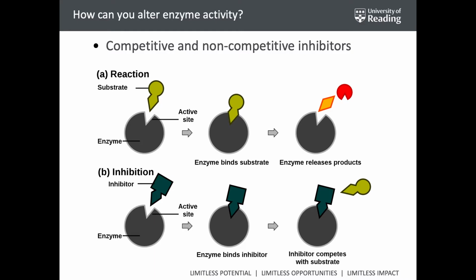I'll talk a little bit at the end about other ways in which you can target enzymes, but the vast majority of drugs in clinical practice are drugs that directly target the active site. Most of them do so by mimicking the three-dimensional shape of the substrate. Now, if you have an inhibitor that binds to the enzyme's active site, it can compete with the substrate to prevent the substrate binding.